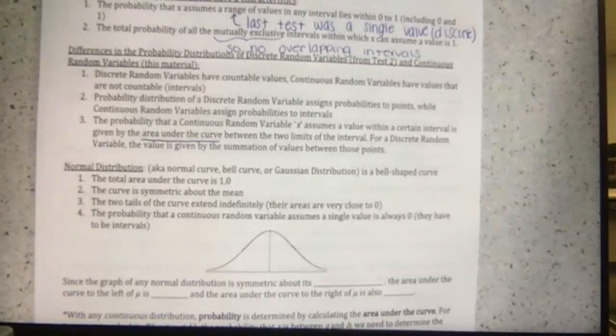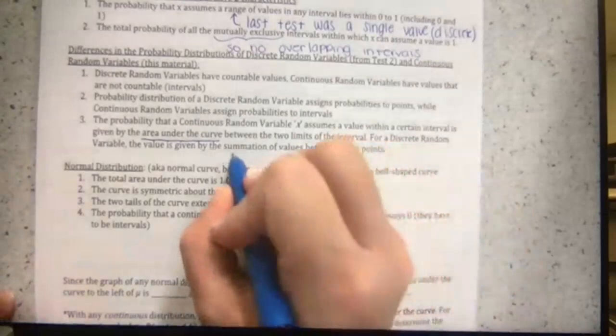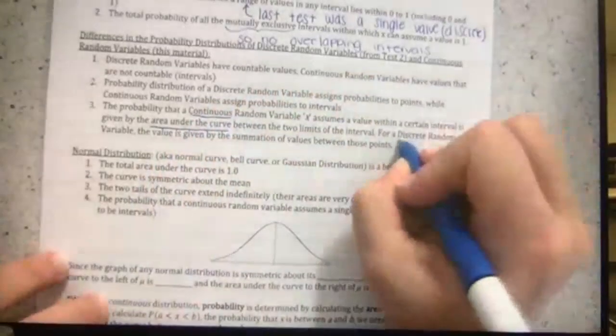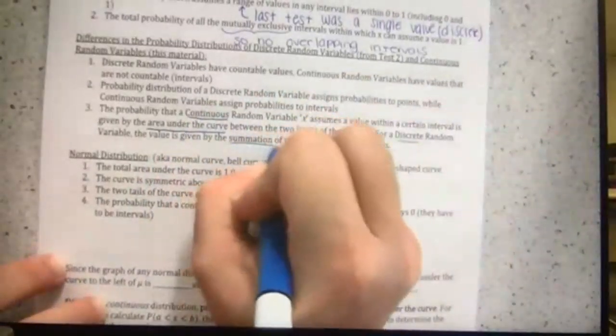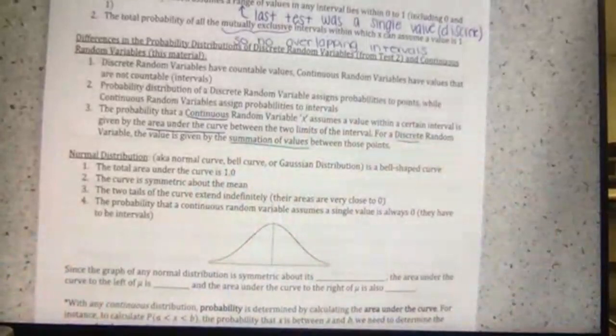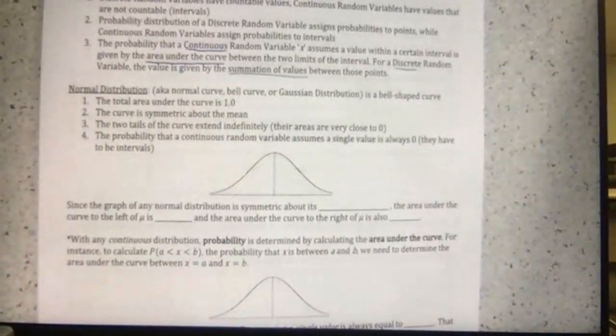I know some of you have taken pre-cal and calculus. If you've taken pre-cal and calculus, it's the same thing. Or if you're planning to take pre-cal and calculus, we're looking at area under the curve. So it's the same concept. Continuous is the area under the curve, where discrete is talking about the summation of values.